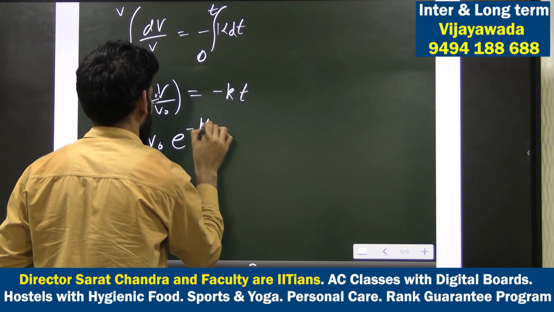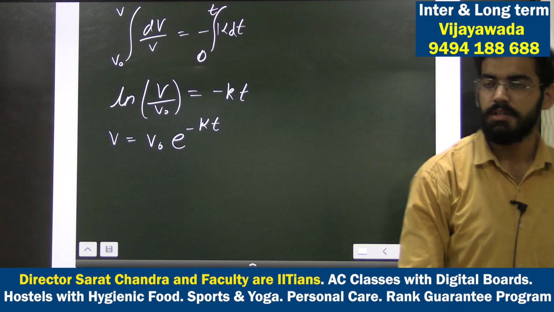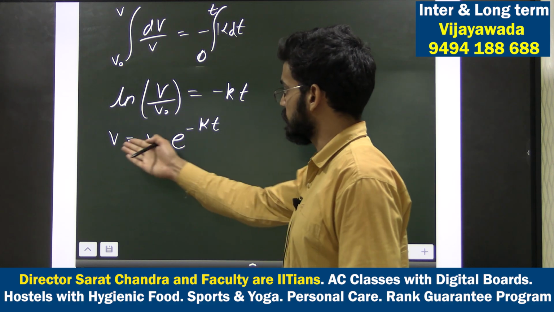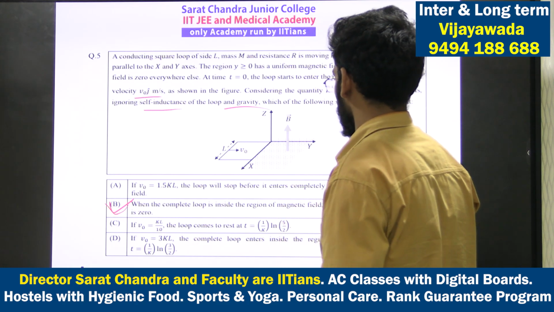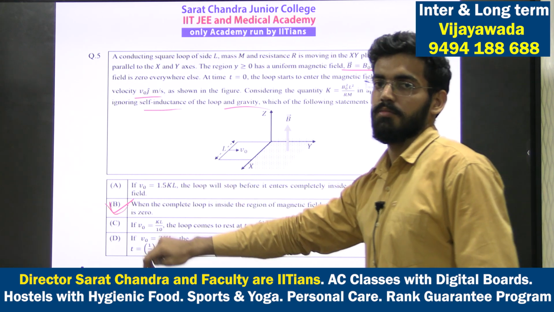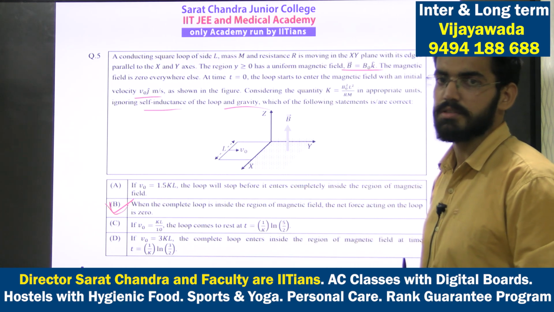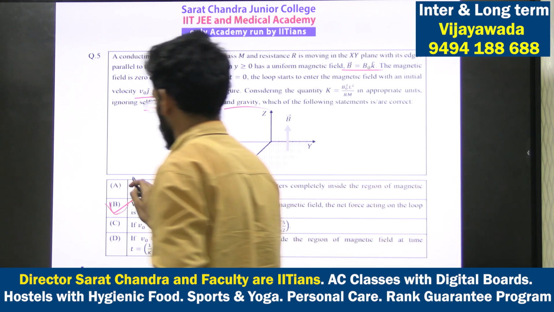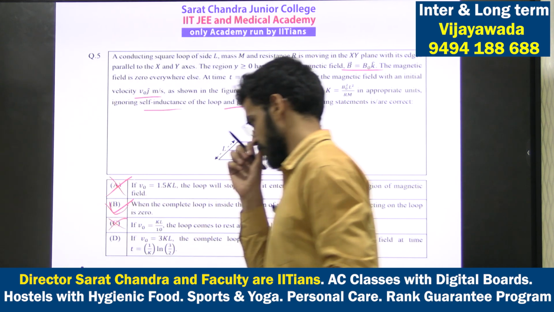Now see, one thing I see from here. At what t value will v get 0? Infinite. At infinite time we will get 0, because this is exponential, right? So if the option says it stops before it enters completely inside the region, it can't, because it will not stop before infinite time. So A is wrong, first of all. C is also saying come to rest. So A and C both got rejected simply by this, when I wrote the velocity.